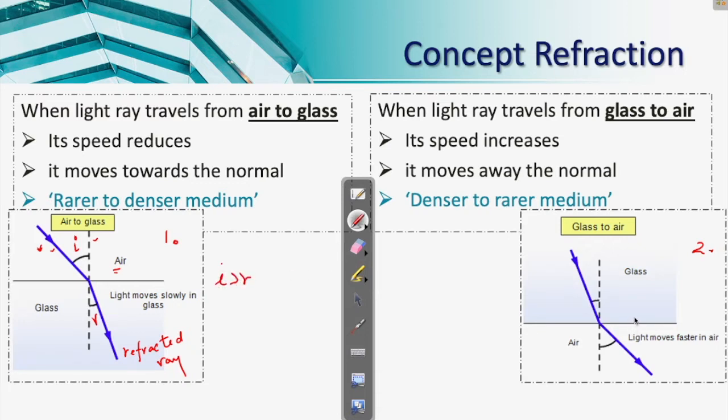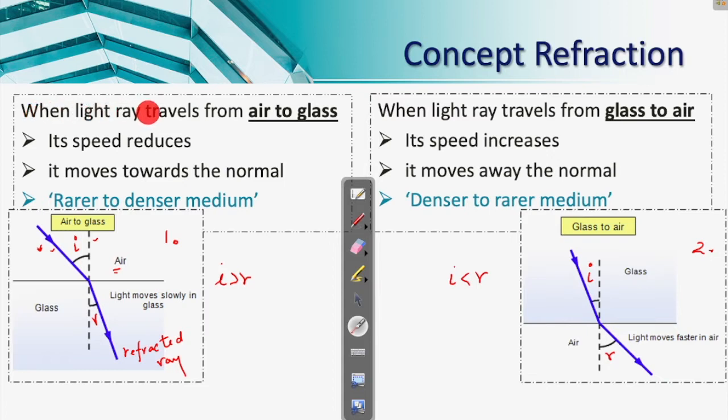If you look at picture 2, I and R, mark them. In the second picture, I is less than R. So what do you infer? The light, when it moves from a rarer medium to a denser medium, it is bending towards the normal. So let us read the text now.